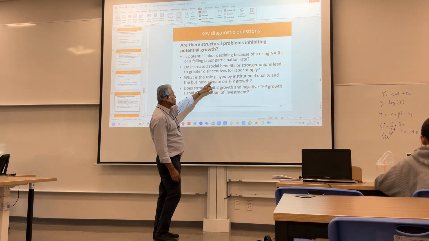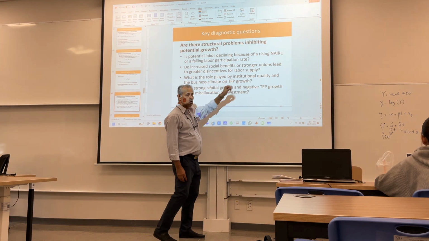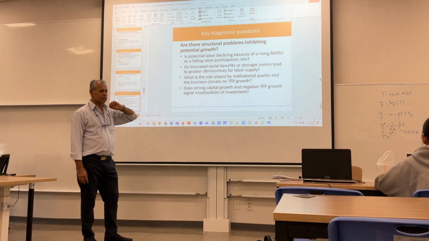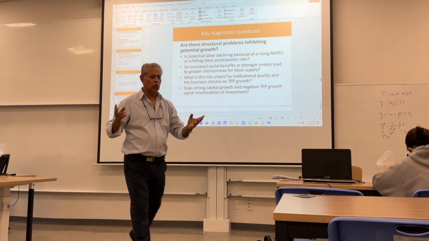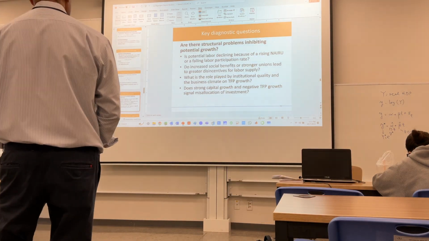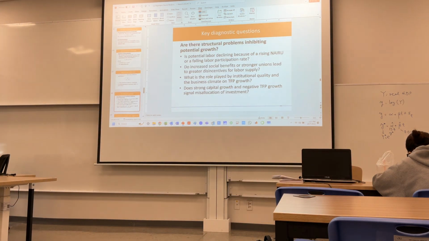For example, what is the role of institutions, or the quality of institutions and the business climate, in total factor productivity? If the government makes it easy to open and close businesses, provides good infrastructure, and so on and so forth, then that will lead to a higher potential growth rate in the future.